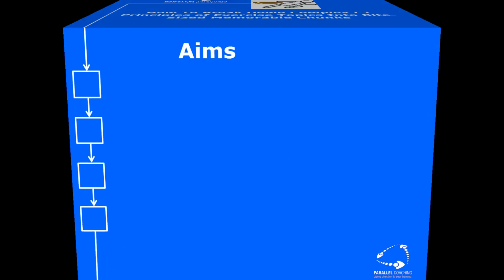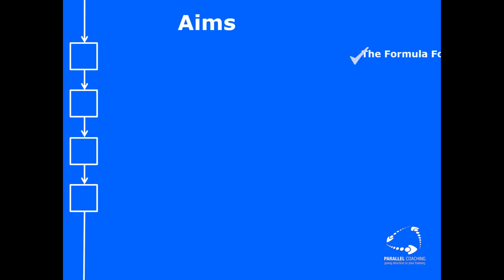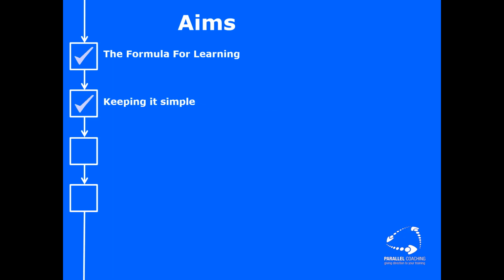So we're going to cover 4 main areas today. First of all, we're going to look at the formula for learning. If you understand how we learn, then you can implement this in every way that you choose to learn, not just for this exam. We're also going to keep things really simple. Often things can get way overcomplicated, so we're going to keep it very simple.